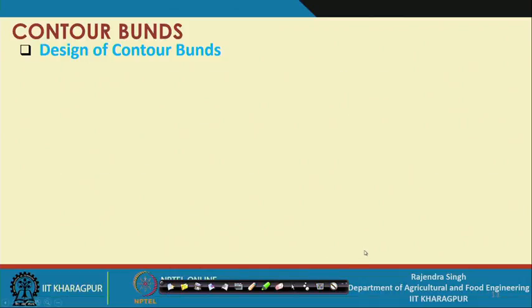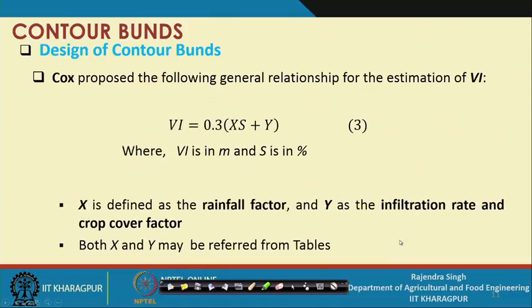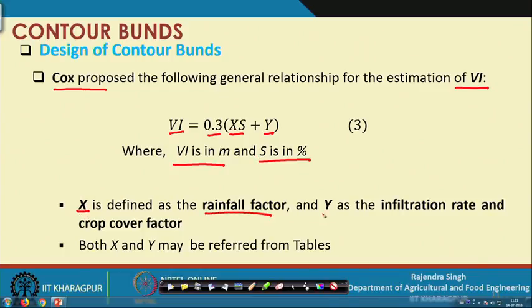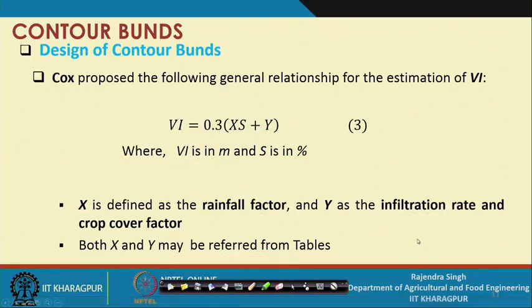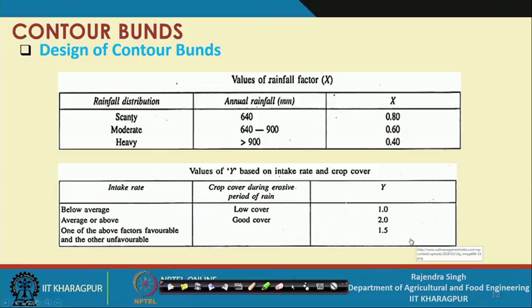Then the other alternative is the Cox formula, which is probably the most popularly used formula for calculating the vertical interval, where VI is given as 0.3 times (X S plus Y), where VI is in meters and S is in percent. So, very convenient to use. X is defined as the rainfall factor and Y is the infiltration rate and cover crop factor. So, here also X and Y take care of rainfall and soil and cover conditions, and both X and Y can be taken from standard tables that are available. We can see the tables here with these values.